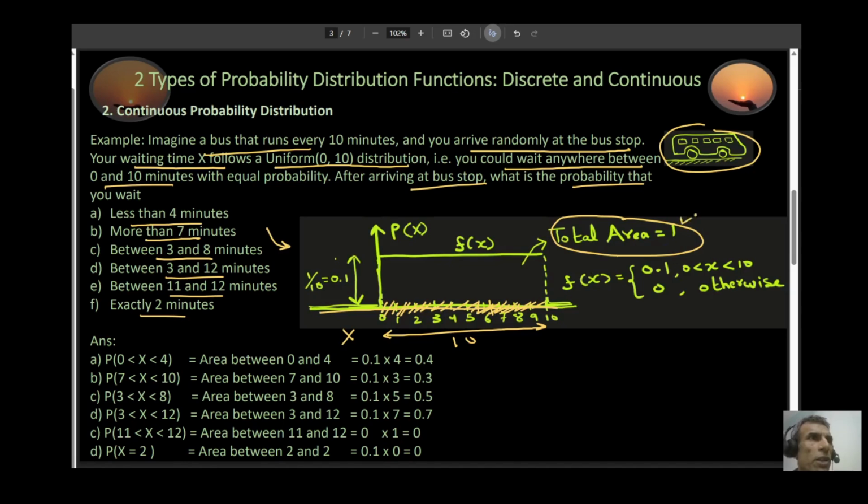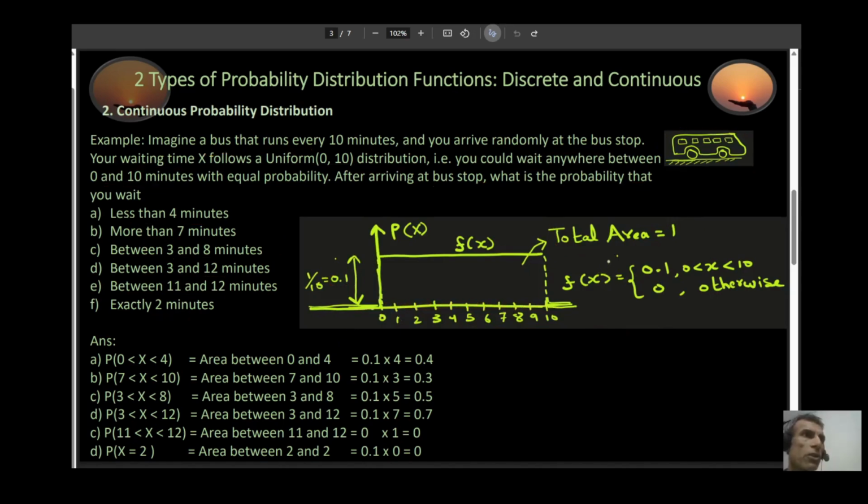So I know my total area is 1 and I know this width is equal to 10. So what is my height in this case? Well, using simple geometry, your height is 0.1 because 10 multiplied by 0.1 is 1. That's your area. Once I know my height, this way I can determine my function. So this is how I come up with this function. This function says that my f(x) is equal to 0.1.